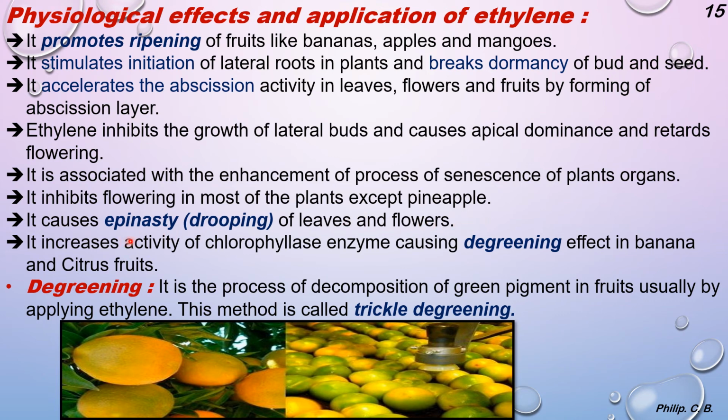It increases activity of chlorophyllase enzyme causing degreening effect in banana and citrus fruits. Now what is this degreening? The definition: degreening is a process of decomposition of green pigment in fruits, usually by applying ethylene. This method is called trickle degreening. Now you can see in the present day some of the fruit industries use ethylene to degreen fruits so that the fruits can be marketed very quickly and easily.